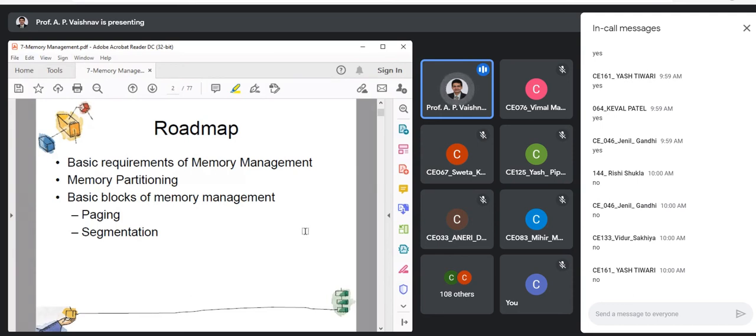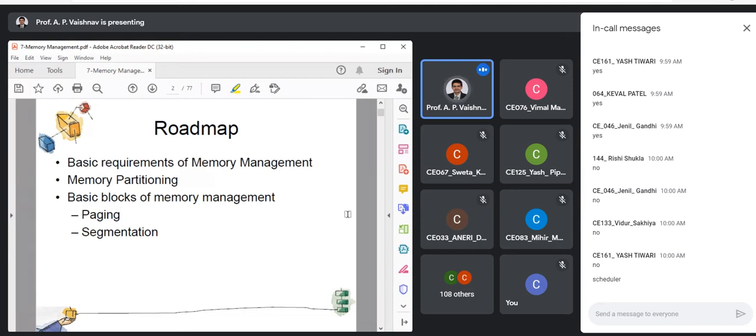Which component of your study that you have done till this part? Yes, it is the scheduler. And which type of scheduler is that? When to load a process in main memory? What is that type of scheduler?